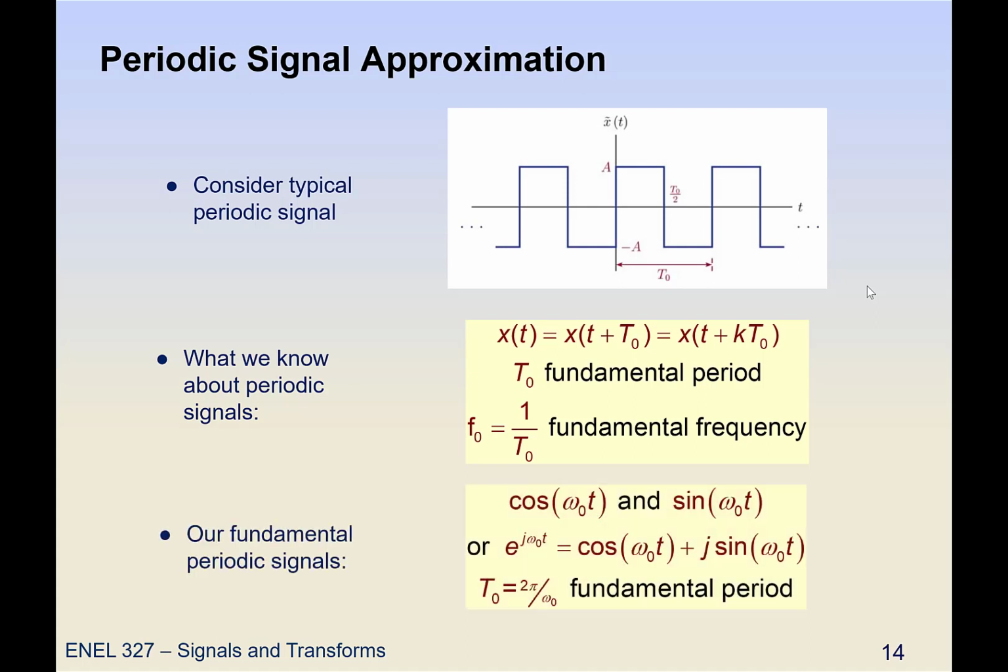The fundamental periodic signals that we want to use as our basis functions are sinusoids. So we know that there's cosine and sine, or we could use the phasor form, e to the j omega naught t, and I just want to draw your attention back to Euler's formula, that those are actually linked together. So we can use one set or the other, it doesn't really matter.